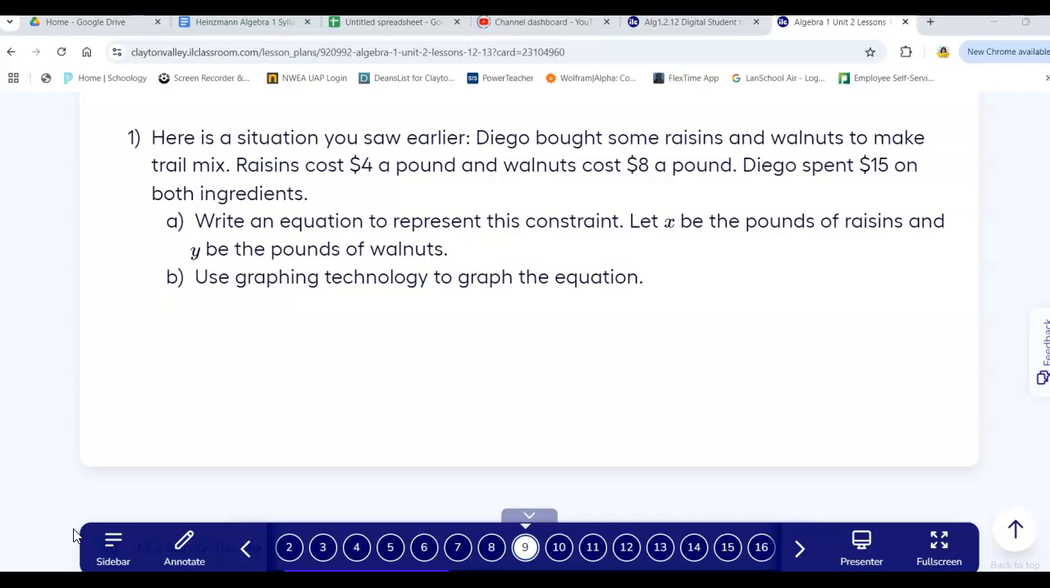Okay? So now, instead of instinctively plugging in values and seeing if they work, this time you are going to write an equation to represent these two things. And they're telling you they want X to be the pounds of raisins and they want Y to be the pounds of walnuts. And then they say use graphing technology to graph the equation. So let's do that.